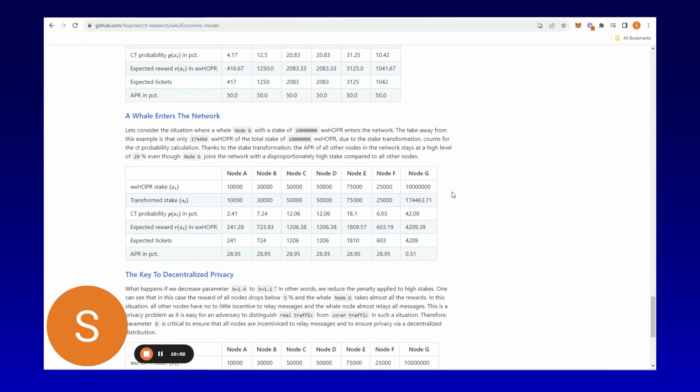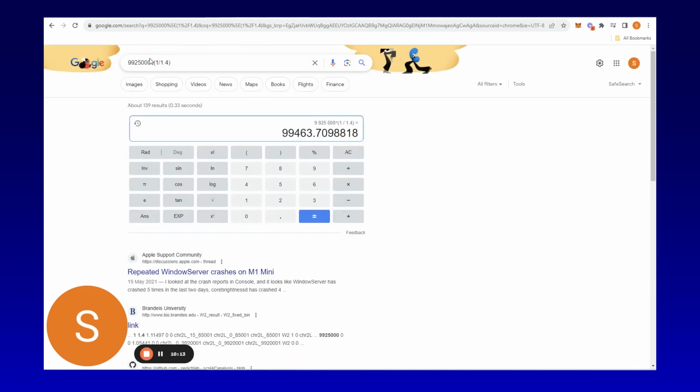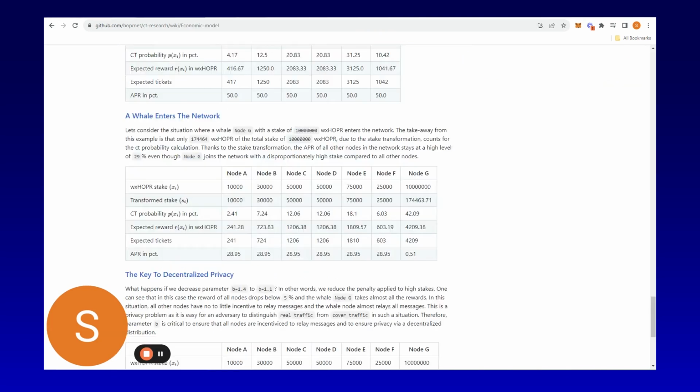So we do the same thing. He's staking above the upper threshold, so we apply the transformation function to it, the second one. His first 75,000 is worth 75,000. His remaining 9,925,000, we apply the power function 1 over 1.42, and it's worth about 99,000 WXHOPR. So his stake is worth about 99,000 plus 75,000, 174,000 HOPR. The cover traffic app actually treats it as if he's only staked about 175,000 when he staked 10 million. That's a pretty sharp decrease.